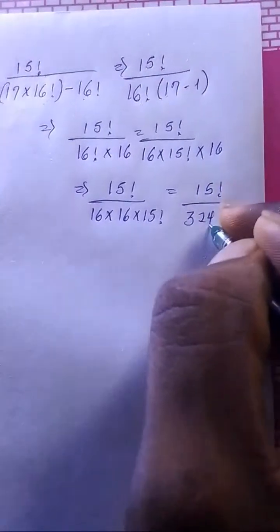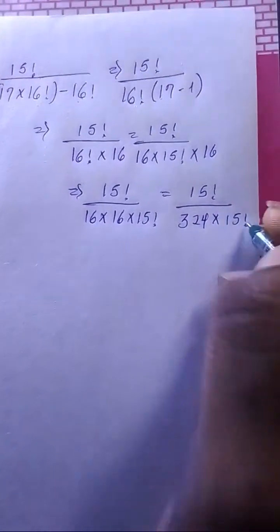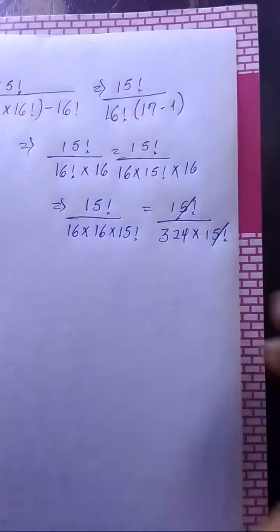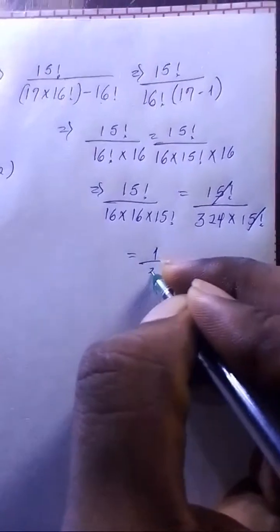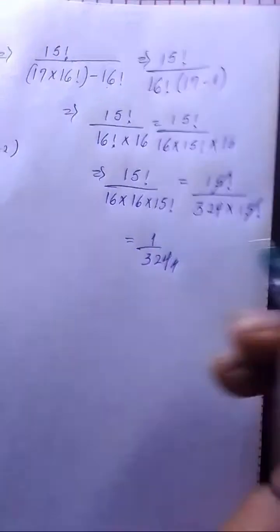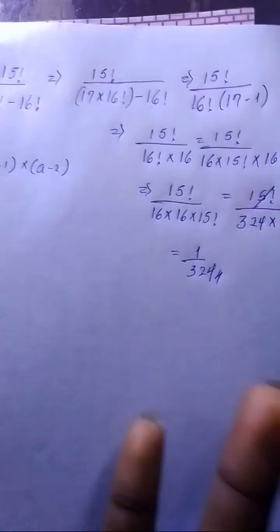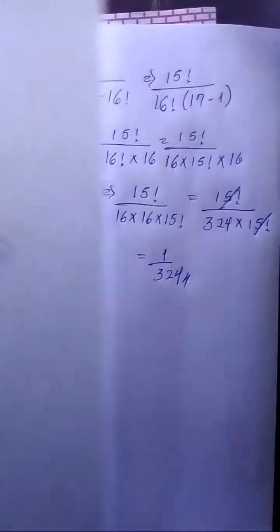So from here, we can have 15 factorial over 16 times 16, which gives us 256 times 15 factorial. So we can see 15 factorial cancels 15 factorial, right? So our answer is now 1 over 256, right? Good. So the next one is this number 6 question we have here.